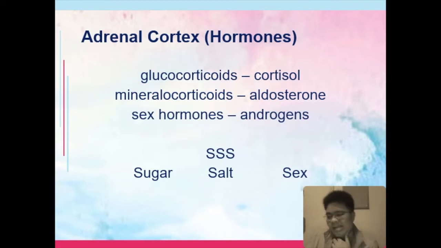Now, I wrote here the 3S because the 3S would remind us of the three hormones being released by your adrenal cortex. You have your sugar, salt, and sex. Sugar for your glucocorticoid, salt for your mineralocorticoid, and then sex for the sex hormones. So these 3S are affected again by the product produced by your adrenal cortex. So remember, cortex, steroids, CS, and then the 3S. So sugar, salt, and sex.